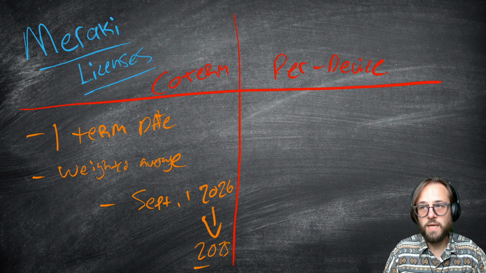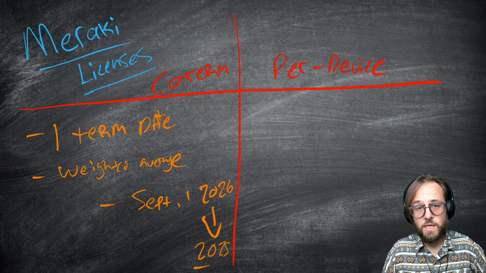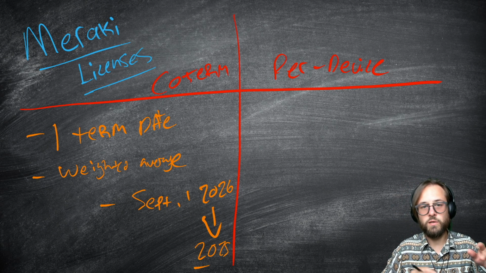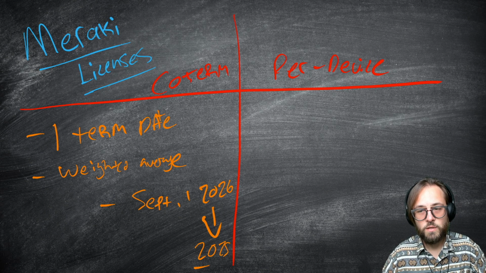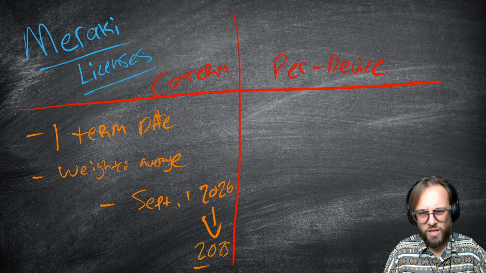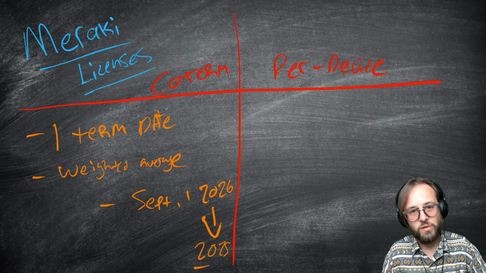You need to understand and read the Meraki documentation. Down in the description, there should be a link for it. Otherwise, you can type Meraki co-term per device licensing into Google. It'll take you right to the Meraki docs, and you can read in a little more detail than I'm able to cover in this video.